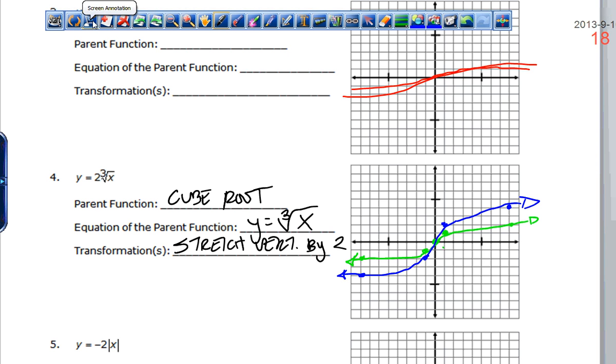So you're multiplying the y value? That's correct, because the 2 is on the outside. So it's y. Yes, ma'am. The x is staying the same. Good question.